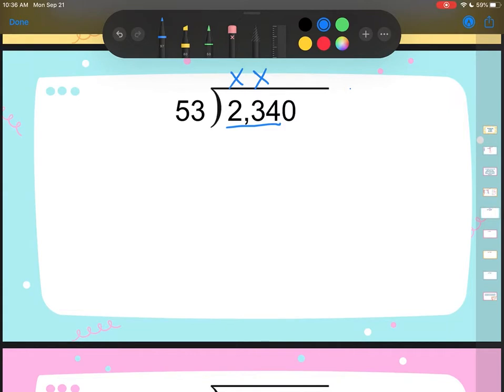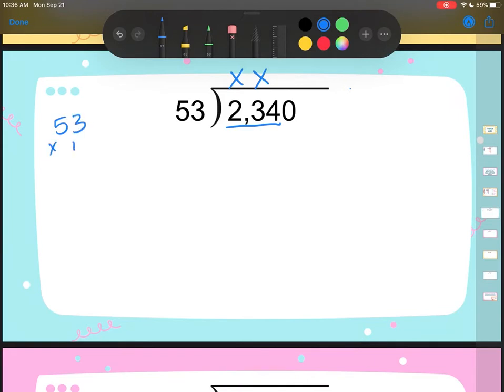So 53 is pretty close to 50. So I'm going to skip count by 50 to get an idea of how many times it could go in. Well, if I'm skip counting, that'd be 50, 100, 150, 200. 250 is too big, so I'm going to do 200. That was 4 times, right?